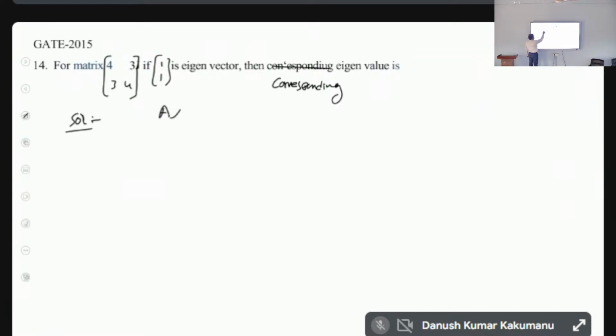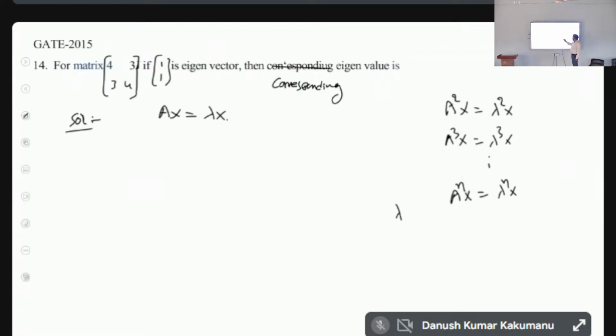Ax equals lambda x. This equation is there. If Ax equals lambda x, A squared x equals lambda squared x. A cubed x is also lambda cubed x. A to the power n x equals lambda to the power n x. All of you know, if lambda is an eigenvalue of A, lambda to the power n is an eigenvalue of A to the power n. If x is an eigenvector of A, x is also an eigenvector of A to the power n. All these properties are very important.